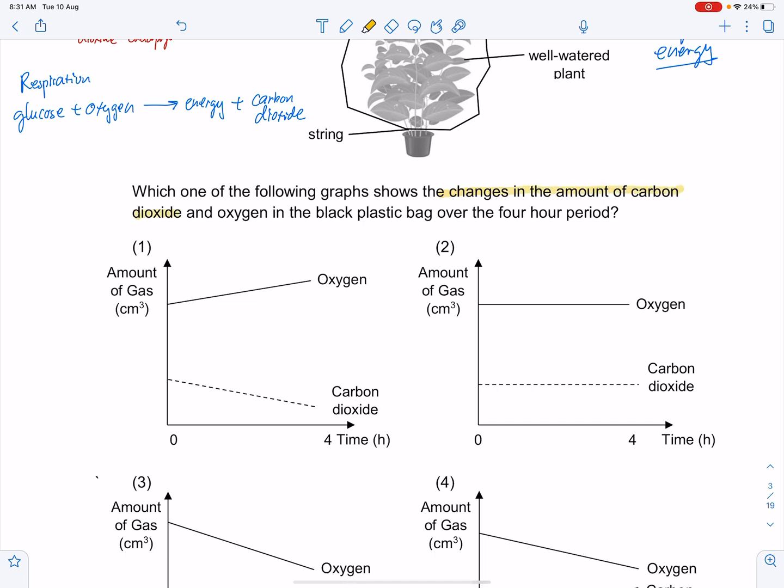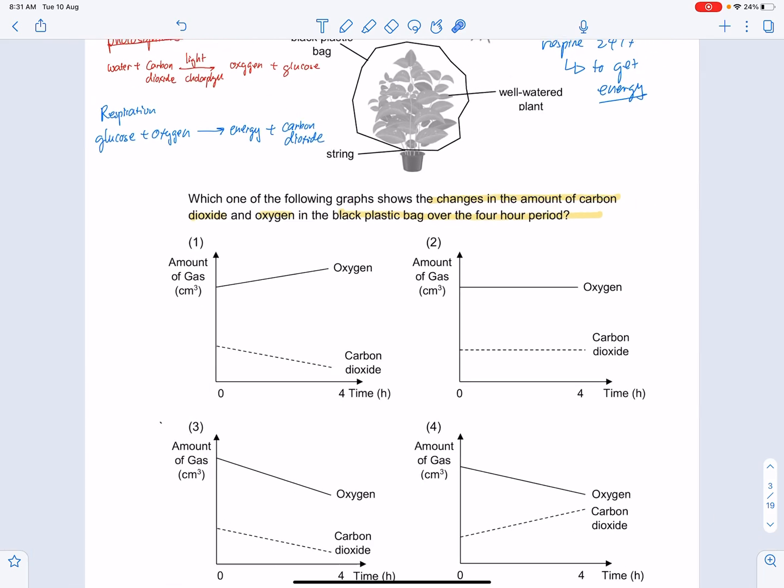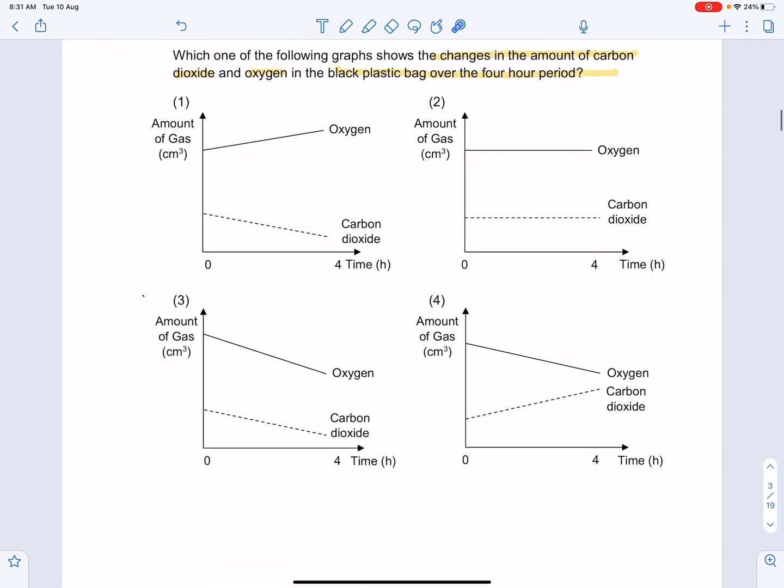In our question here, they asked, which of the following graphs shows the changes in the amount of carbon dioxide and oxygen in a black plastic bag over a 4-hour period? Right off the top, we have to recognize that photosynthesis is not happening, but respiration is happening all the time. In respiration, oxygen is being taken in, so I have to look for one whereby the oxygen is being depleted.